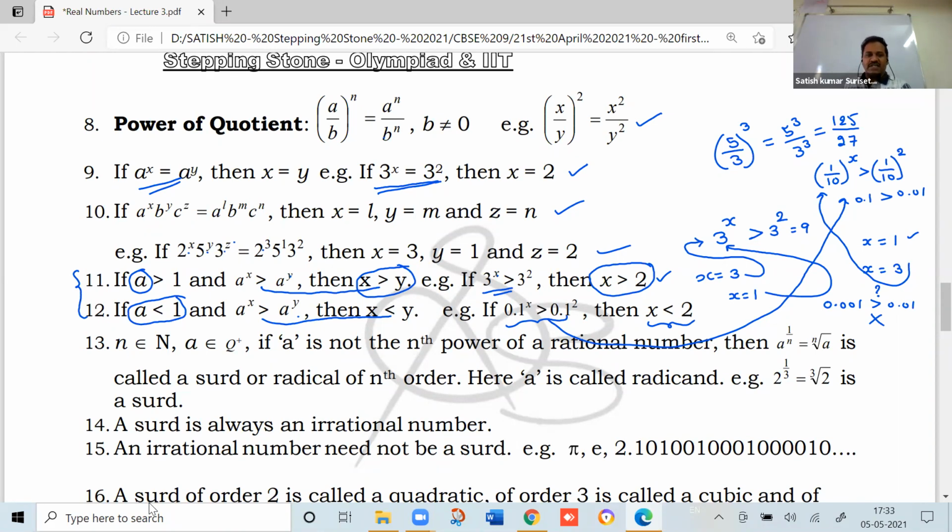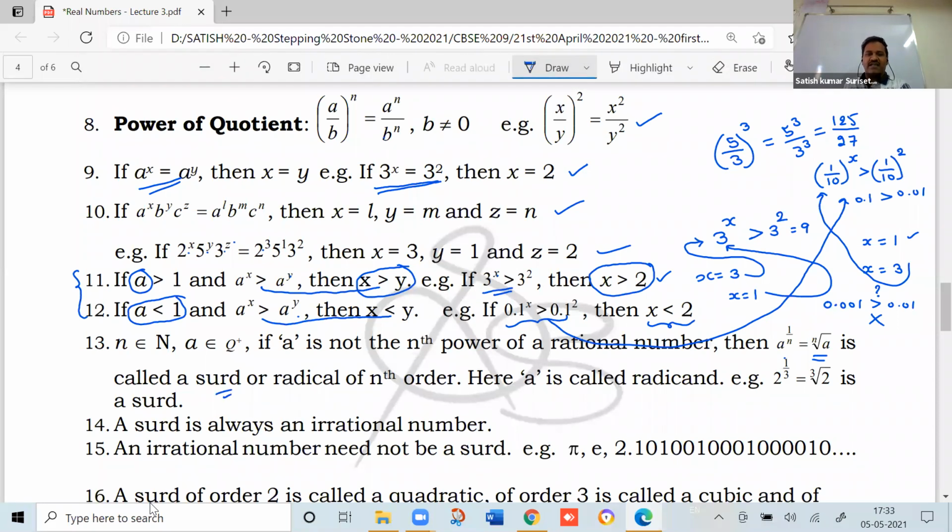Next. n is a natural number and A is a positive rational number. If A is not the nth power of a rational number, then A to the power of 1 by n will be written as nth root of A. So you have to read this as nth root of A. In the last class, we have discussed this. It is called a surd or radical of nth order. Because here n is there, that's why it is the nth order. So the name is surd or radical of nth order. Here A is called the radicand. So you should remember the names.